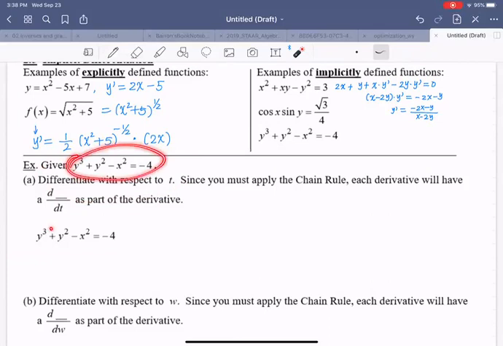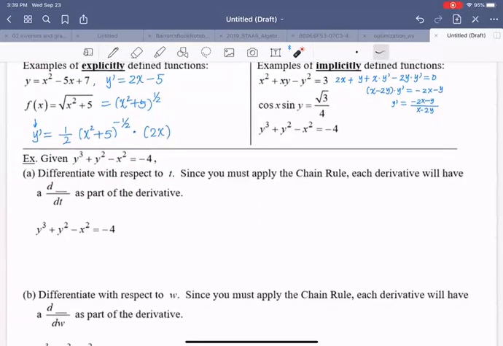This time they are asking you to differentiate with respect to t. Previously, we did the derivative with respect to x, you know. Now, this time they ask us to differentiate with respect to t because we are going to learn related rates. Related rates, the independent variable is not x, it's time. So we want to do the derivative of each term with respect to t.